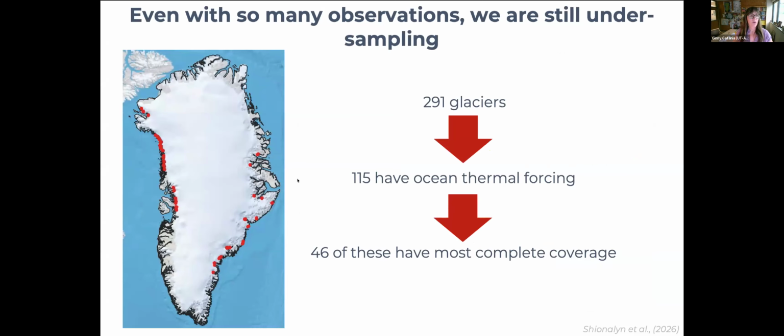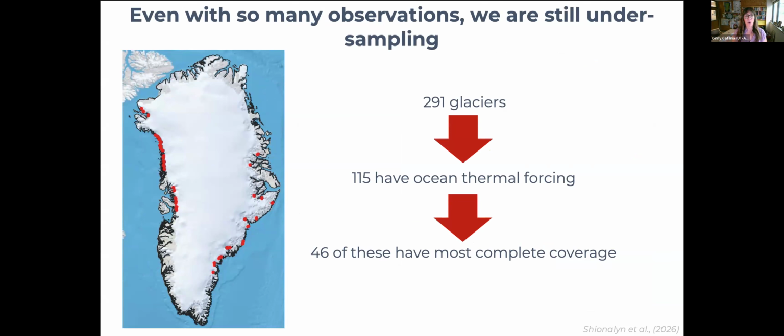And so there's almost 300 glaciers in Greenland, but only 115 of those had ocean thermal forcing data associated with them. And then only 46 of those had the most complete data coverage in order to do this first experiment. And I make this point because as a community, I think we spend a lot of time building these really amazing data sets that I am using for this work.